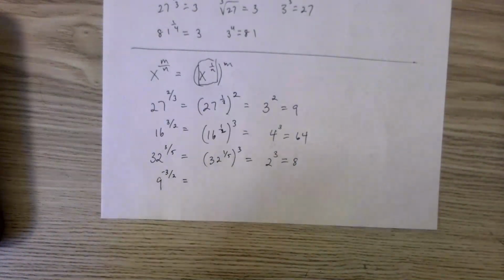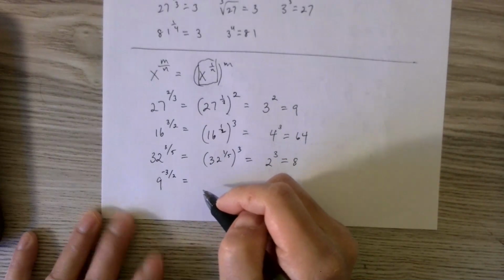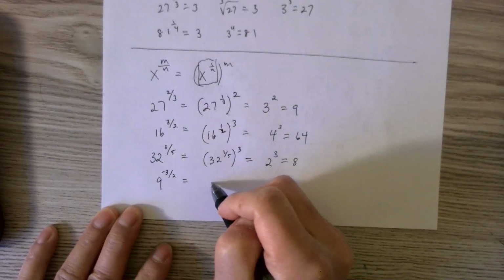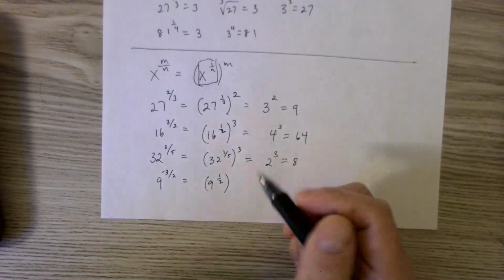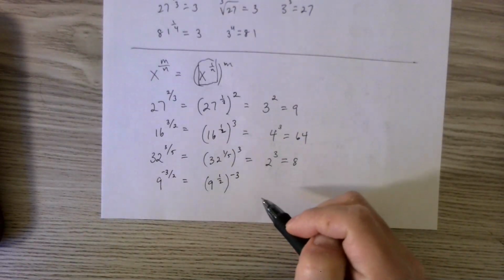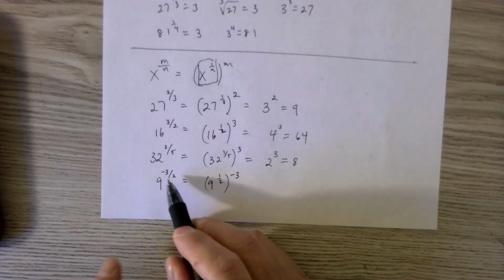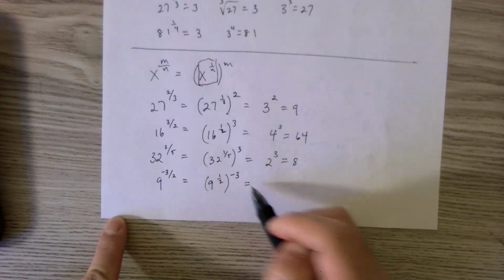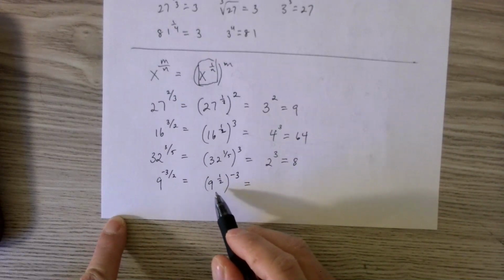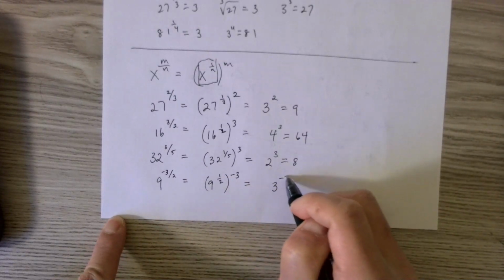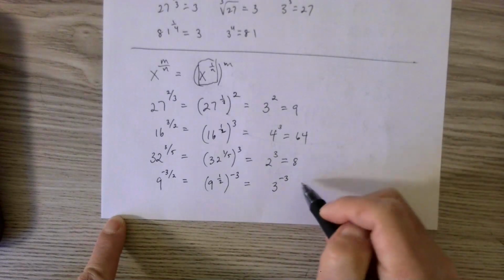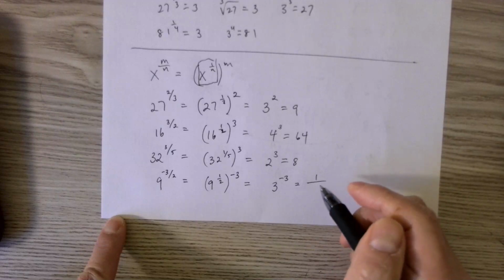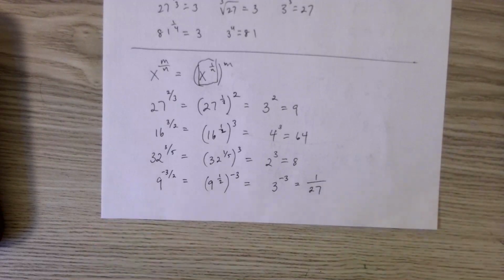9 to the negative 3/2. So what I'm going to do is write 9 to the 1/2 on the inside, and then raise that to the negative 3 power. Okay, the product of those two is negative 3 halves, so that's okay. Then I do the inside, square root of 9. Then I raise this 3 to the negative 3 power. That's 1 over 3 cubed, 27.